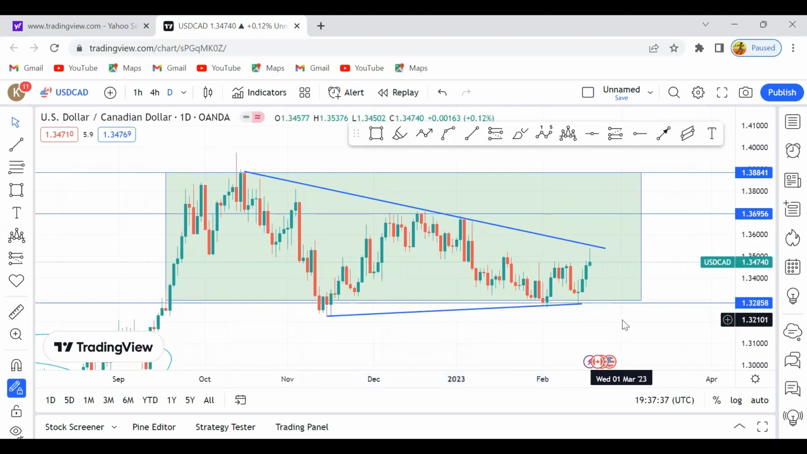Let me highlight this double bottom which I'm seeing here. Let me use a different color so you guys can see.